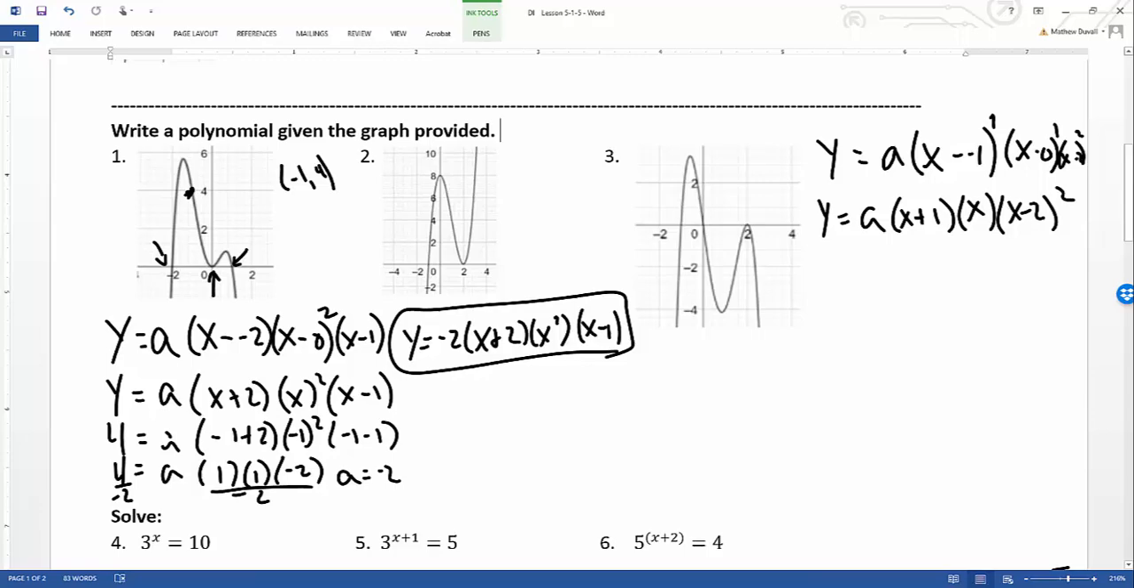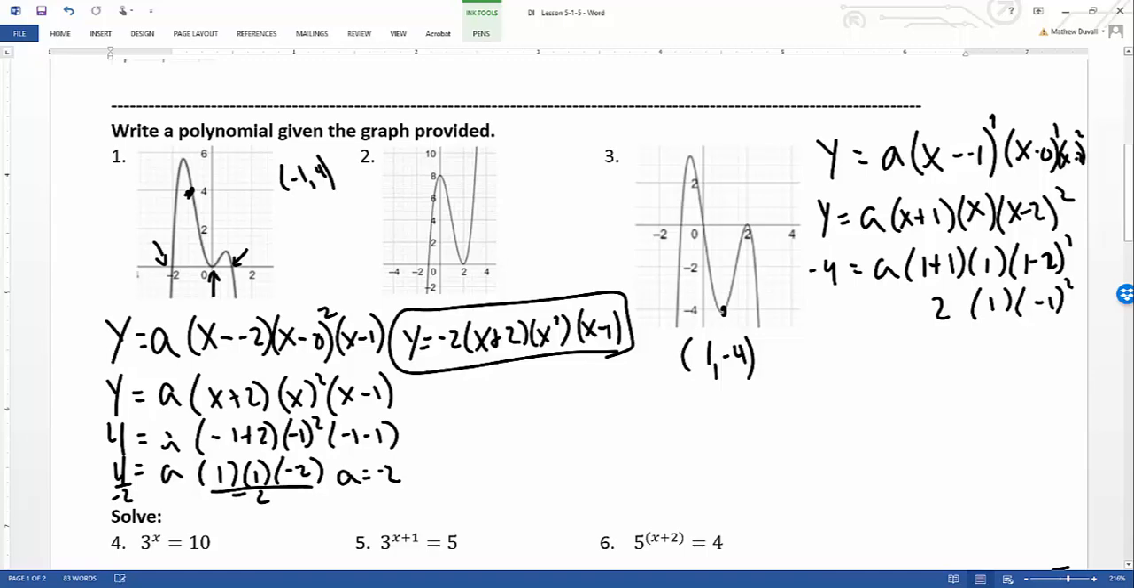Now to find a, we just pick a point, and it looks like this is the only one that's available to us. So that's 1, negative 4. So negative 4 equals a times 1 plus 1 times 1 times 1 minus 2 squared. So that's 2 times 1 times negative 1 squared, which is 1. So negative 4 equals 2a. Divide by 2, a equals negative 2.